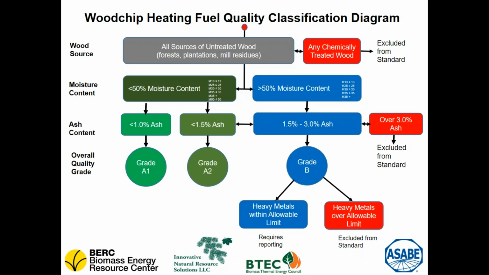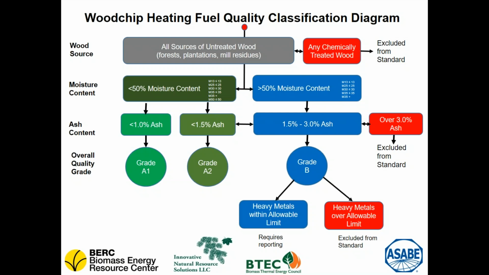So this is a busy flow chart, but I think it's good to step back from the weeds of the previous slides and tables and map out the big picture here. This simplified flow chart gives us the landscape view, starting at the top with wood fuel, the wood sources, and working our way down through moisture content and ash content to come to the overall chip quality grade. And so it's important to note that wood chips are excluded from the standard based on chemical treatment, high ash content over 3.0%, or any high levels of heavy metals.